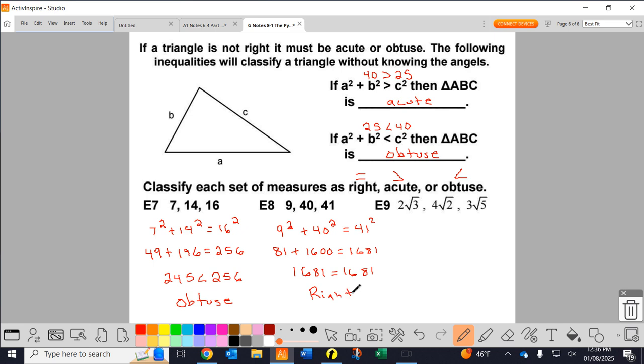Okay, last one, guys. A lot of radicals in this one. Normally I'd make you go through and figure out which one's the greatest, but I want to get y'all some time to work. So I will tell you that the last one is definitely your hypotenuse. So it's going to be 2 square roots of 3 squared plus 4 square roots of 2 squared equals 3 square roots of 5 squared. Try typing those on your calculator, guys. See if you can get those numbers.